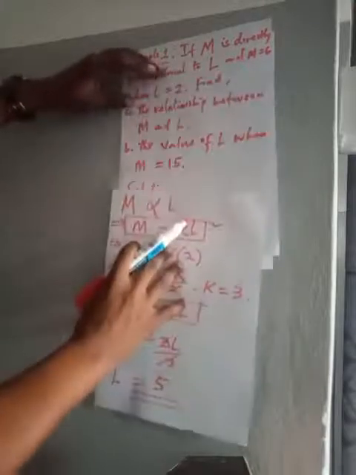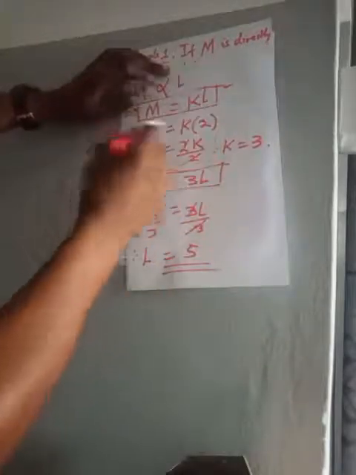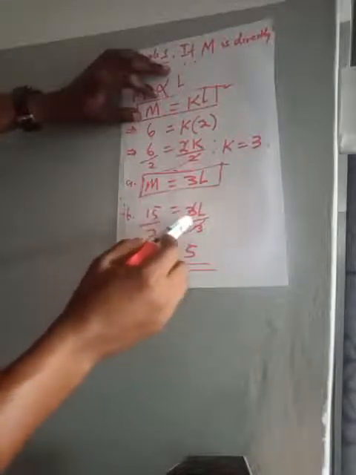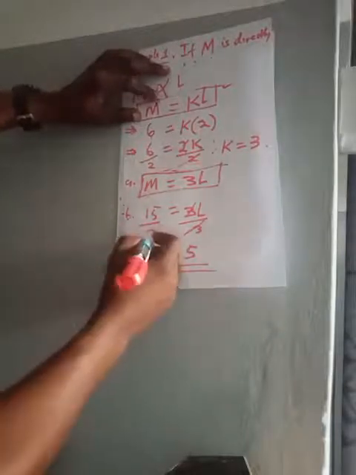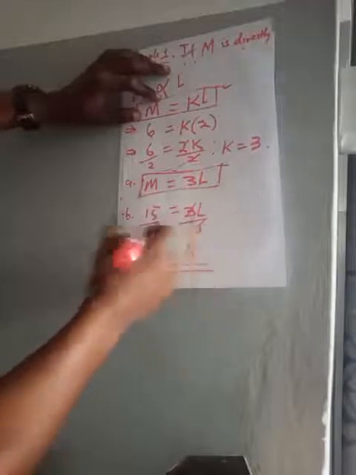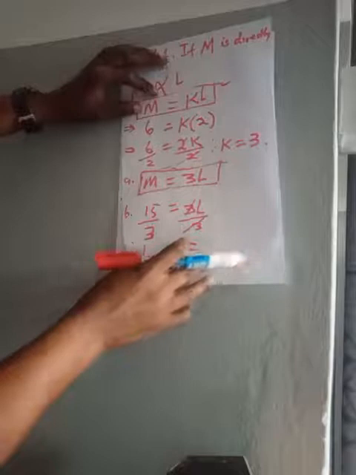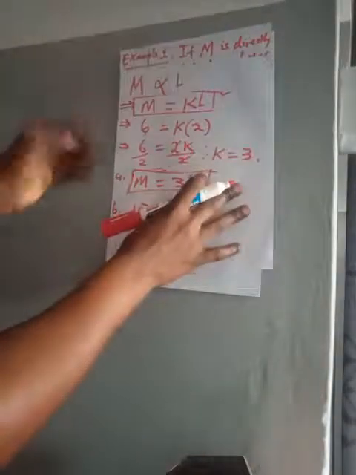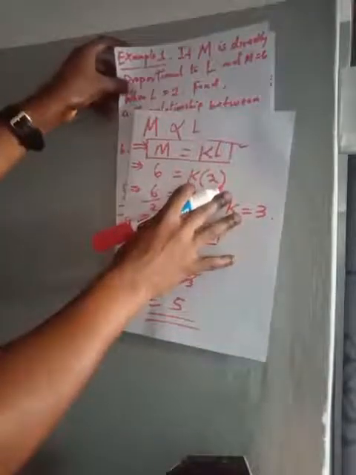Then for the second question, which says that we should find the value of L when M is equal to 15, you go back again to this particular equation. You can see that 15 is equal to 3L. You have to find the value of L when M is 15. Then you divide both sides by 3. By the time you divide both sides by 3, you get the value of L to be 5. And that solves question B. And this is what is known as direct variation or direct proportion.